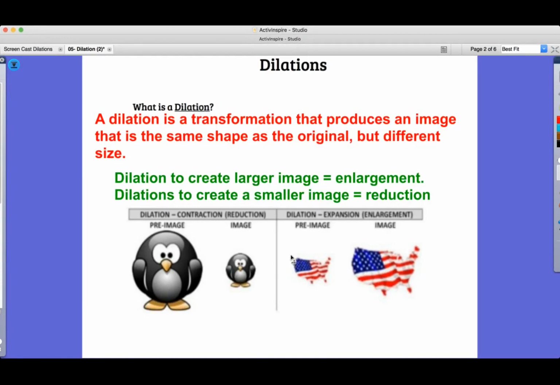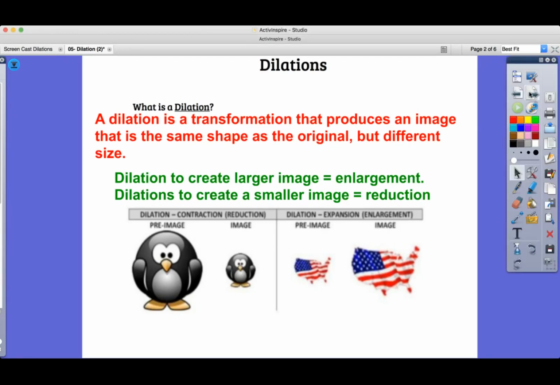So you can take a look at these two images here. Here we have a penguin. Here we have a smaller version of that penguin. This is a dilation. The same thing here. This figure is getting enlarged, and that's where we come with two definitions. Dilation to create a larger image, that's an enlargement. Dilation to create a smaller image becomes a reduction. So here we have a reduction, here we have an enlargement.